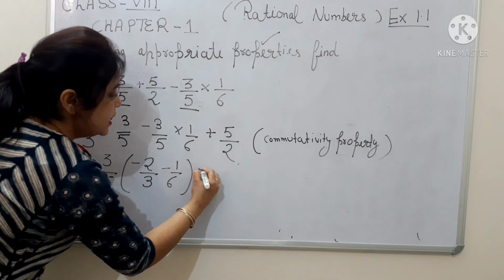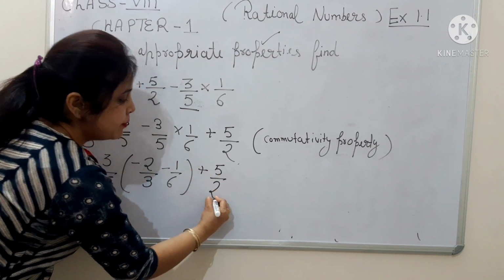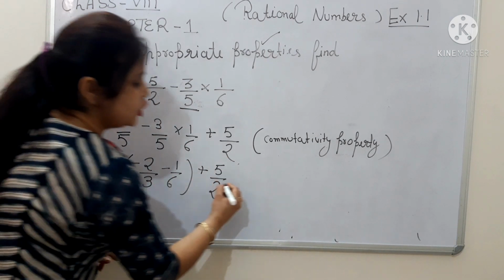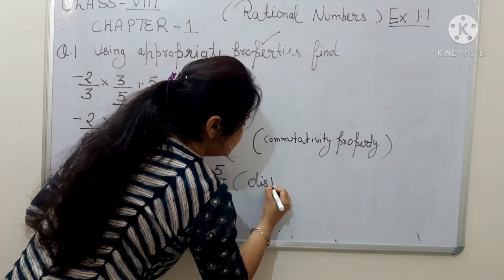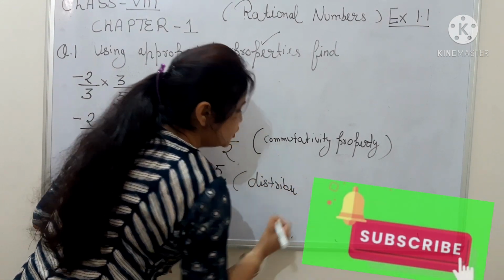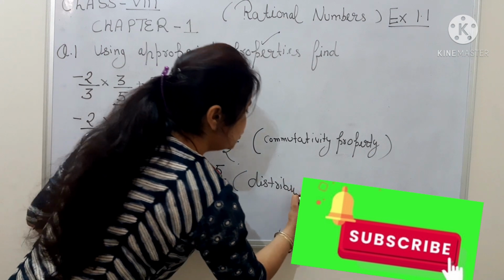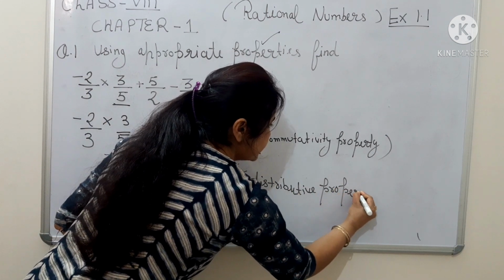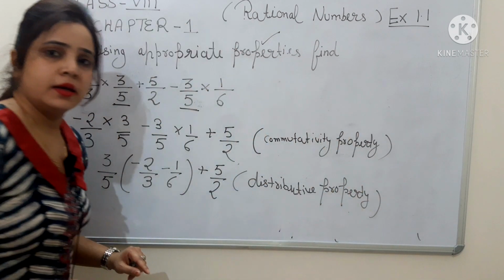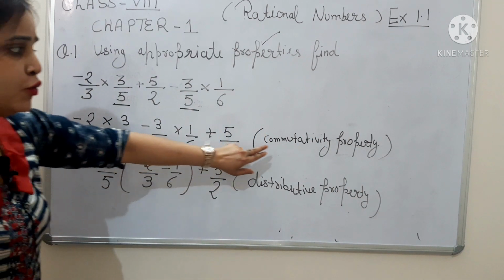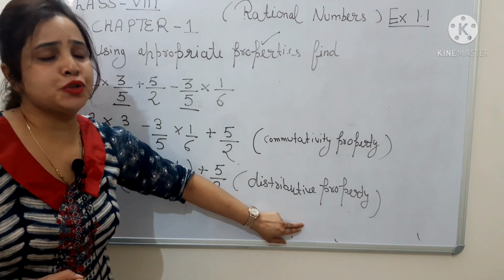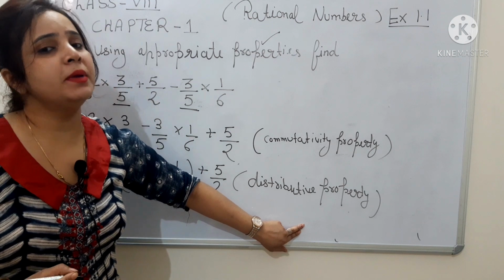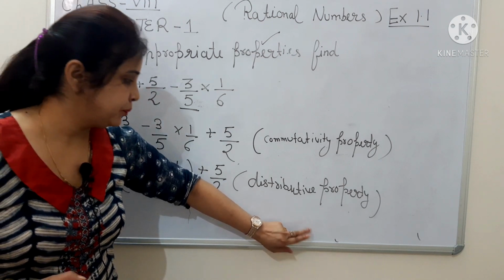Okay, now it will be plus 5 by 2. Clear? Now which property have we used here? We have used the distributive property. Clear, students? So whenever you are solving any step in this question, you have to write down the name of the property also. Only then will you get the full marks from the teacher.